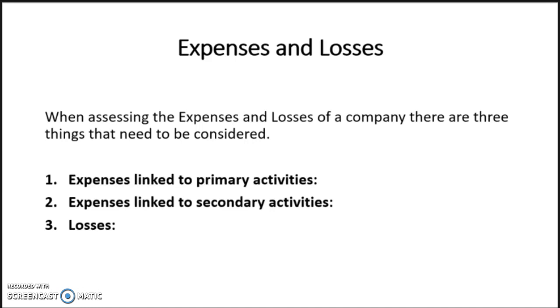Now for expenses and losses. When assessing the expenses and losses of a company, there are three things that need to be considered. The first is expenses linked to primary activities. Next, expenses linked to secondary activities. And third is losses.